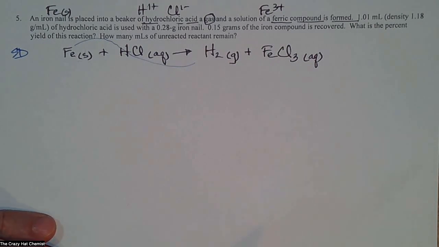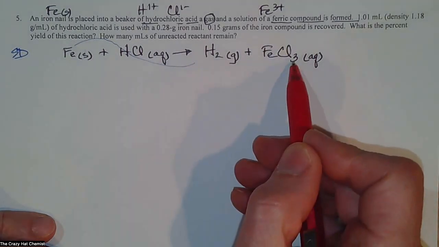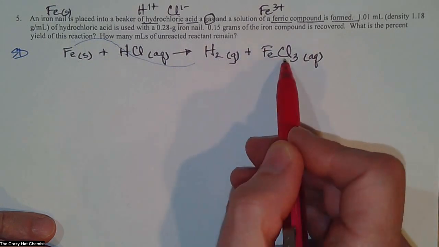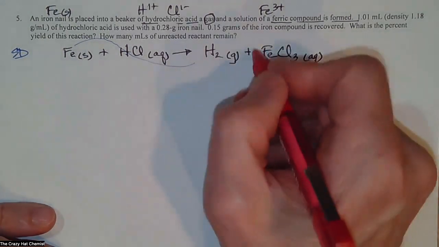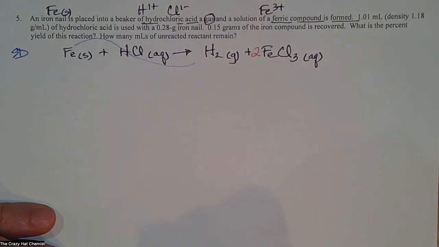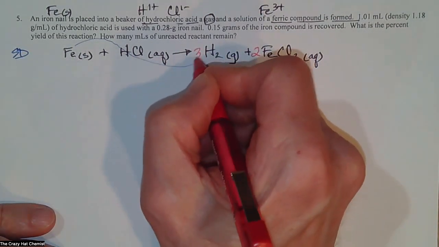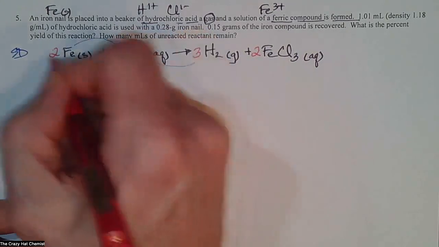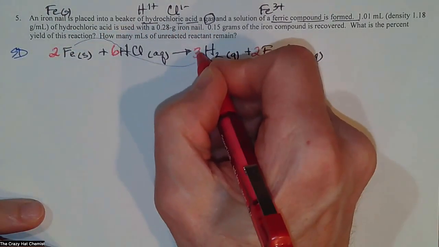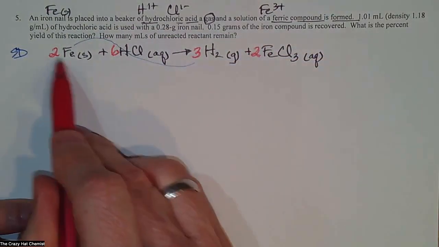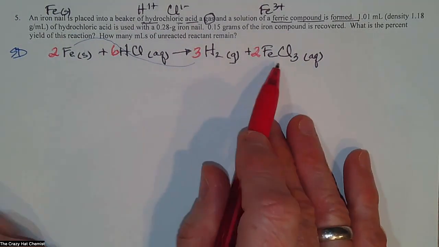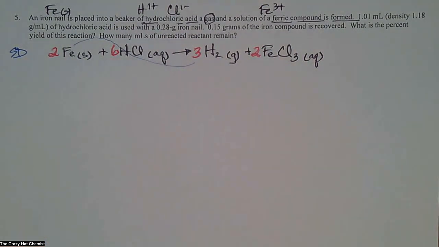And it looks like I have 3 chlorines, 2 hydrogens, and I'm going to do a little magic here and say that I'm going to have a 2 in front of that right there. That will give me 3 in front of here. That will give me a 2 in front here and a 6 in front here. Okay, so a nice, wonderful balancing here: 2 in front of the iron, 6 in front of the hydrochloric acid, 3 in front of the hydrogen gas, and 2 in front of the ferric chloride. And now I got my balanced equation.